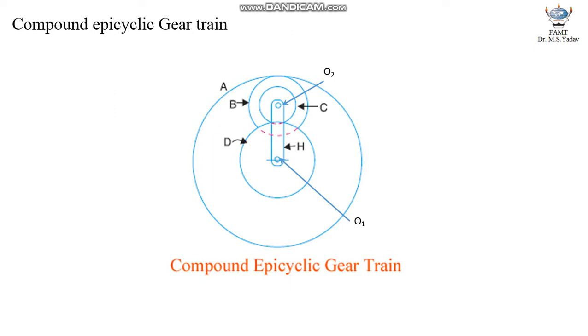Now compounding is done at O2 and on the same shaft gear B is also loaded alongside gear C. Gear B is in mesh with an internal gear A. Once again, by fixing different members of this gear train, different velocity ratios may be obtained.